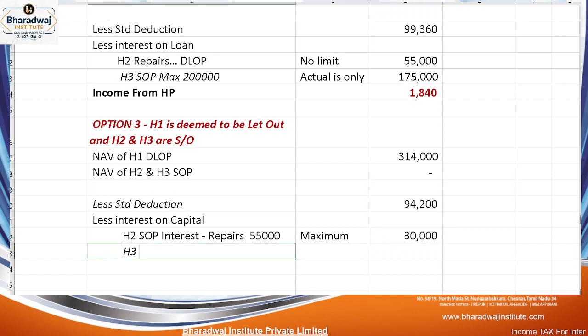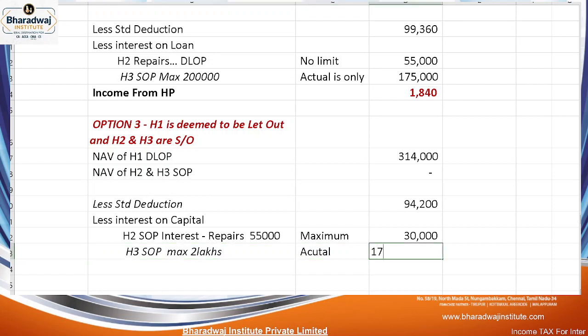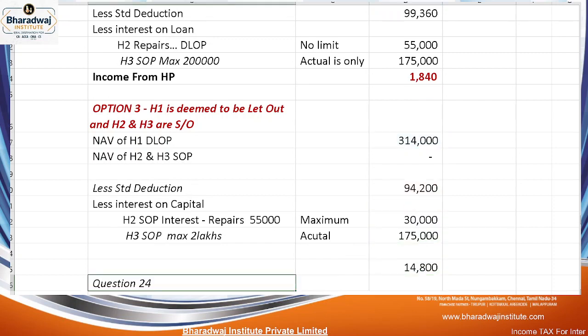House 3, let out portion, sorry, self occupied portion. In this case, we take it as self occupied portion. Maximum we can claim 2 lakhs, but actual is only 1,75,000. If you work out this option, this is our income from house property.